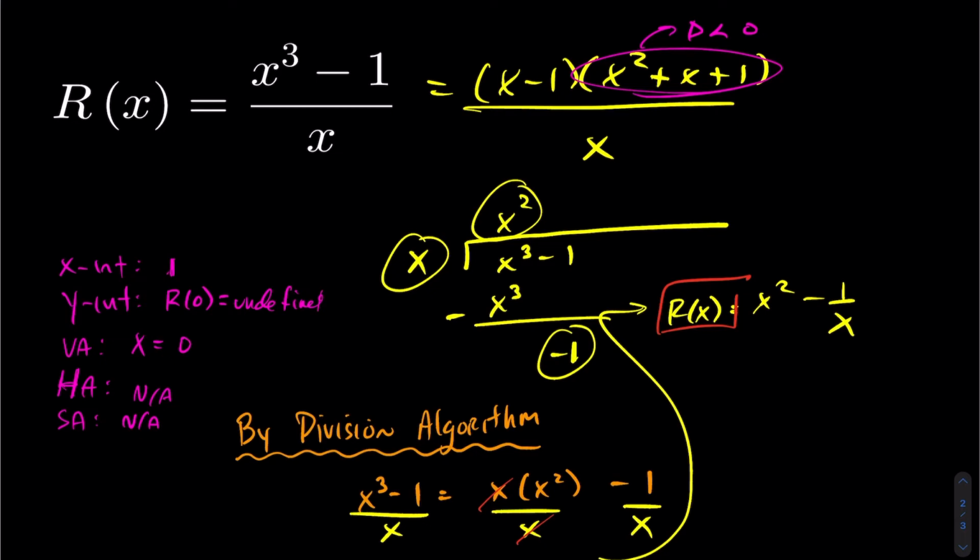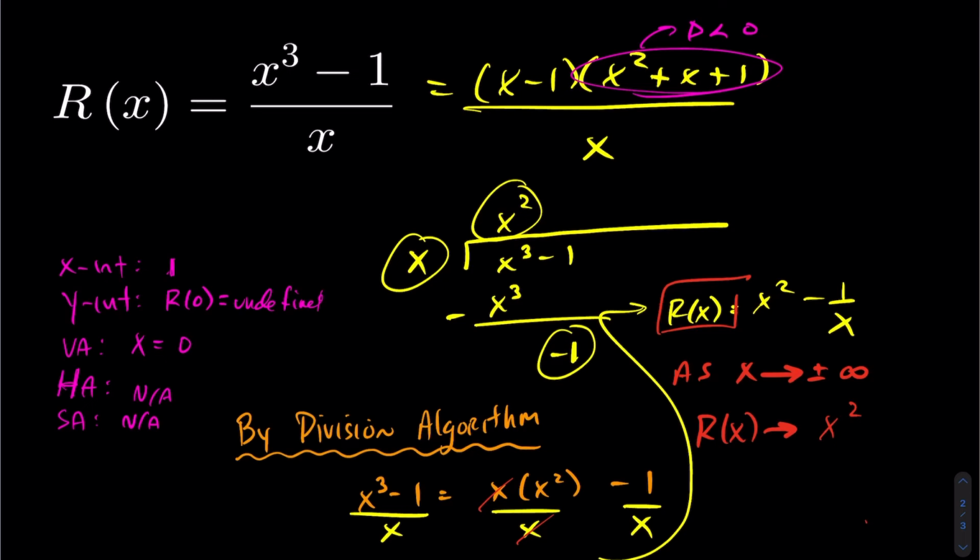Much like your horizontal asymptote, which exists as x gets infinitely large or infinitely small, we will also let x get infinitely large or infinitely small to find our quadratic asymptote. As x gets infinitely large or infinitely small, we can see here that the expression 1 over x will tend towards 0. 1 divided by a really large number or 1 divided by a really, really small number will tend towards 0, which means that our rational function r at x, as x goes to plus or minus infinity, will tend towards x squared. So therefore, this rational function has a quadratic asymptote at x squared.